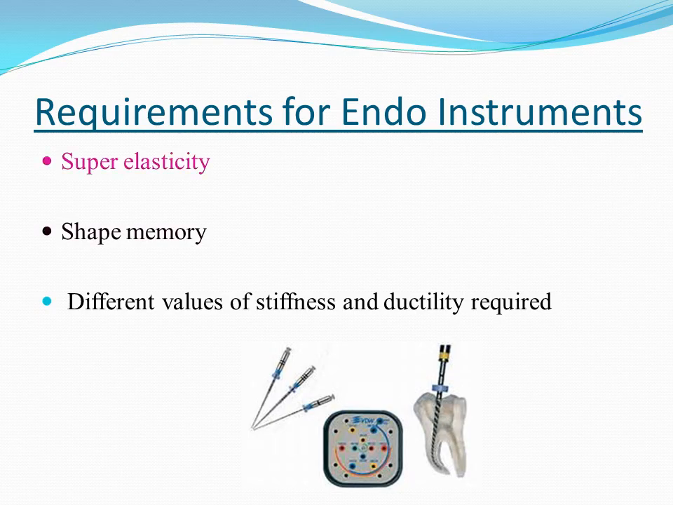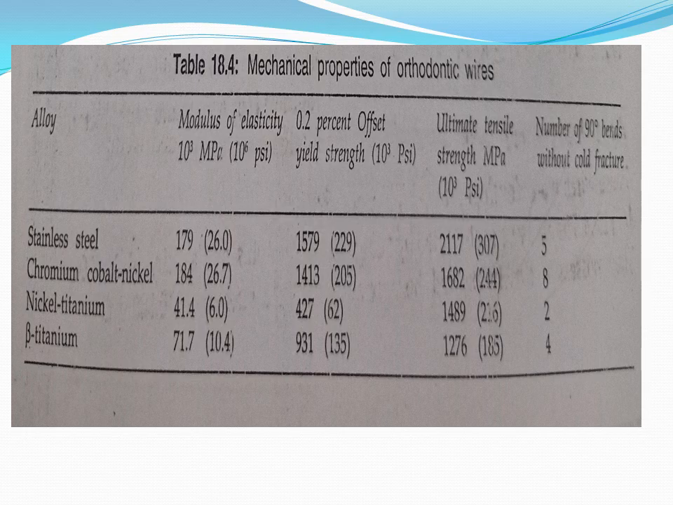So finally, let's look at the mechanical properties of orthodontic wires. This is a very frequently asked question. You're asked to write down or tabulate the properties of orthodontic wires. These four materials are what you'll be talking about: stainless steel, cobalt chromium nickel, nickel titanium, and beta titanium. It is best that you make it into a table form. This table is from your textbooks. It's present in all your textbooks.